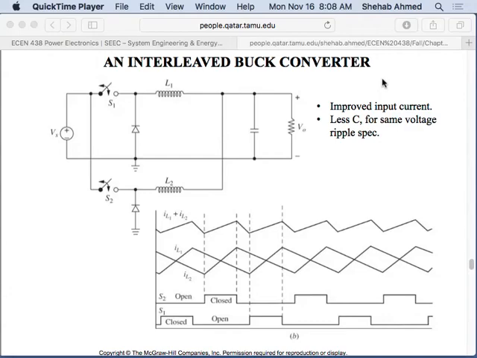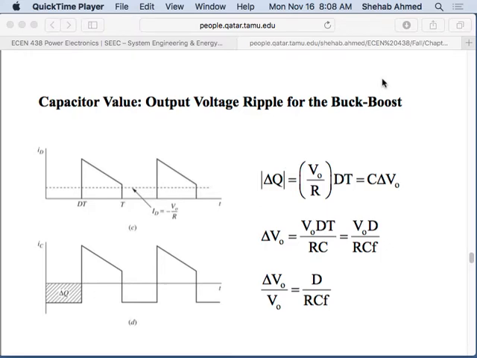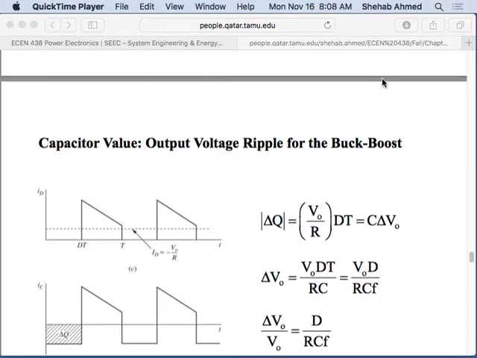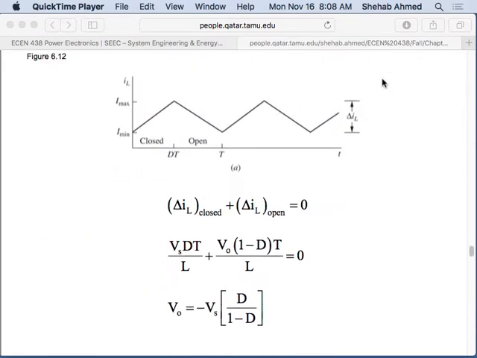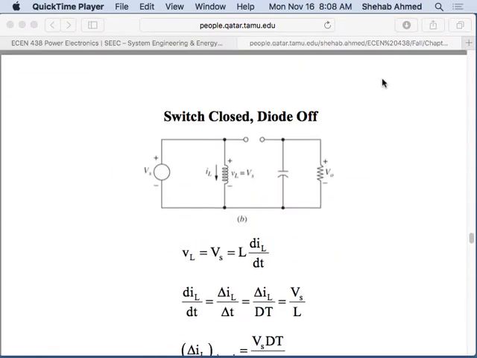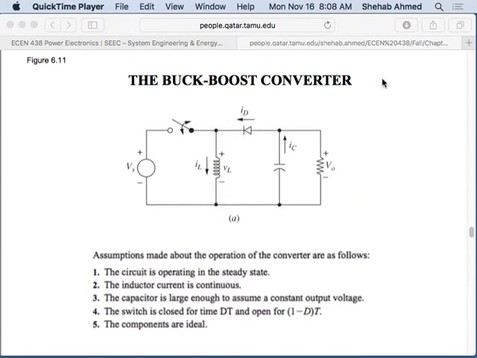We will wrap up chapter 6. Last time we stopped at the end of the buck boost converter, and we saw that again we have a topology that looks similar to the other topologies, in that we always have a switch and a diode, and they are arranged so they operate in a complementary fashion. Both of them cannot be on at the same time.